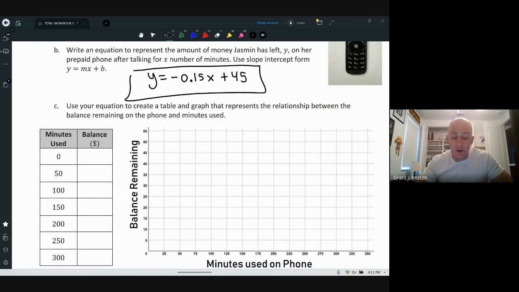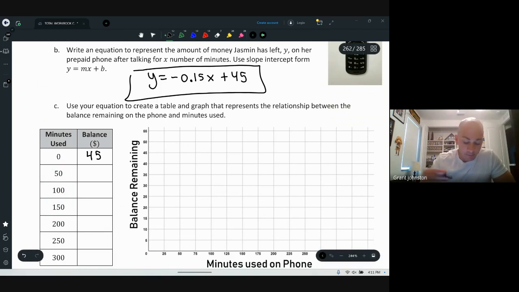C says, use your equation to create a table and graph that represents the relationship between the balance remaining on the phone and minutes used. Okay, so the balance is $45 to start without using any minutes, right? If you plugged in 0, you would get 45. So now with this table, it looks like it's going by 50s. So let's plug these into the equation to get the balance.